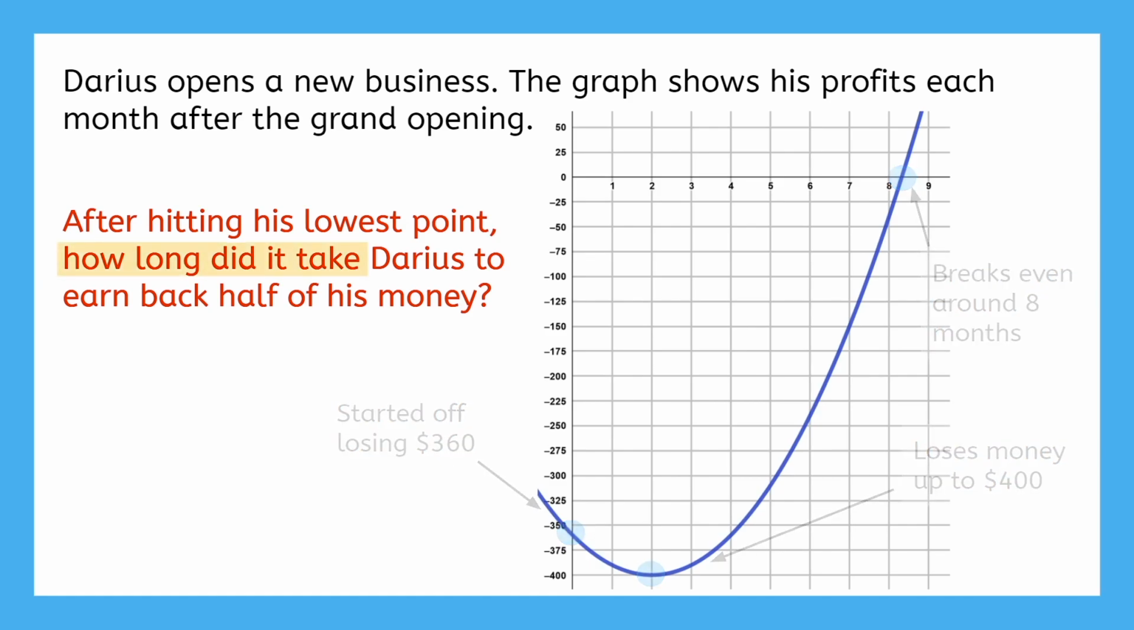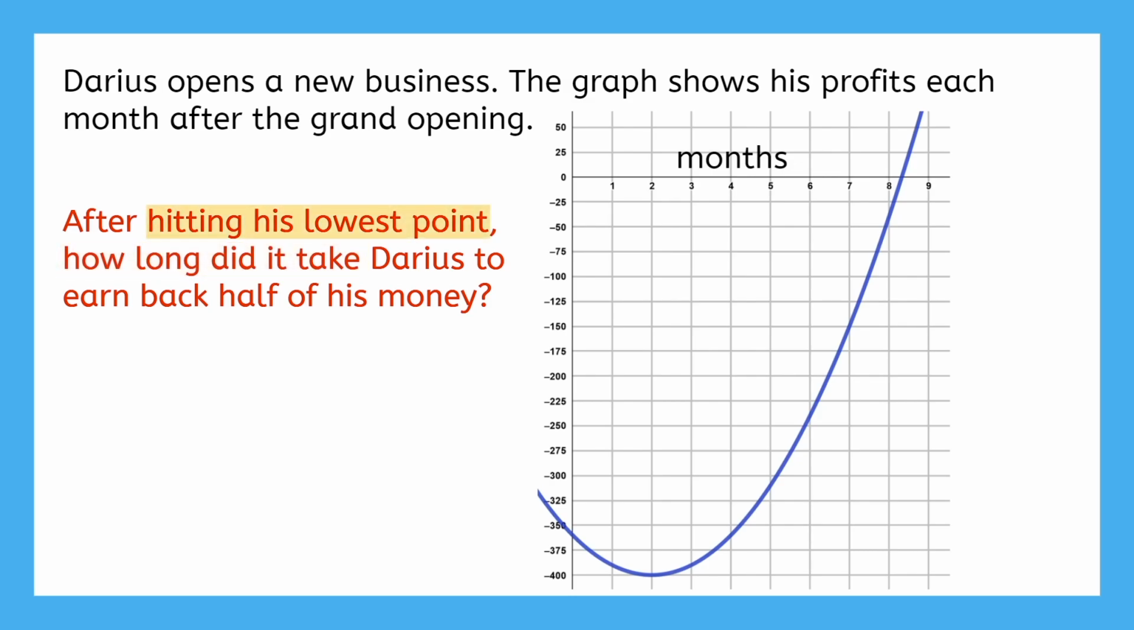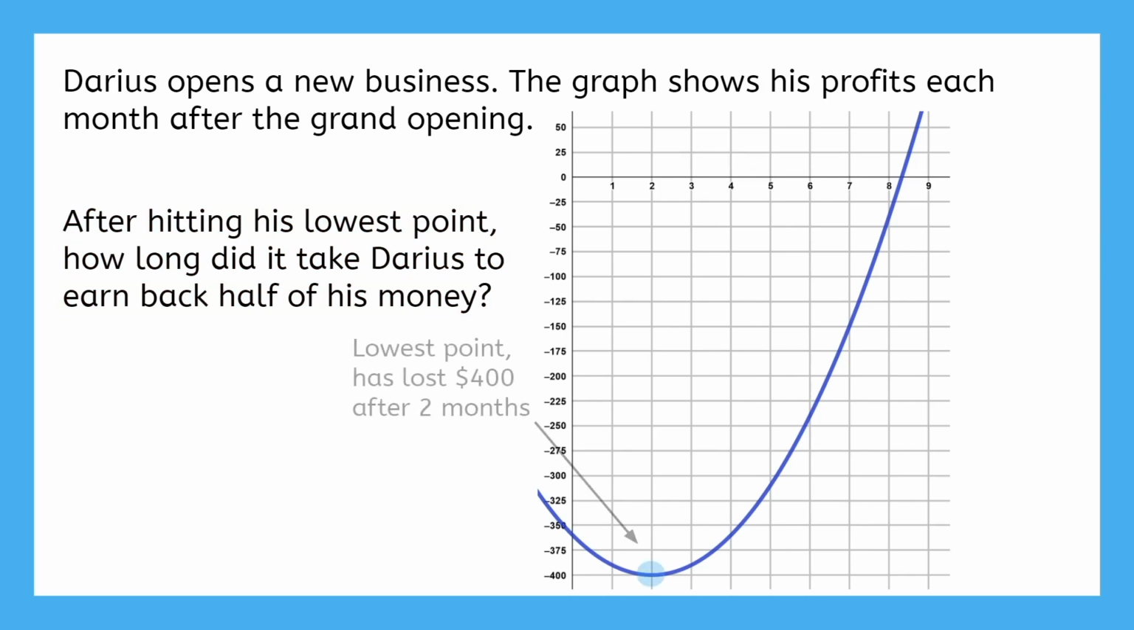The question is asking how long did it take? So we know the answer will be the number of months, or the difference in x coordinates between 2 points: Darius's lowest point and when he earns half that money back. First, when did he hit his lowest point? Well, that's easy. That's where the minimum of the parabola is, here at the vertex, 2 months after the business opened. And from there, we want to know how long until he earned half of it back.